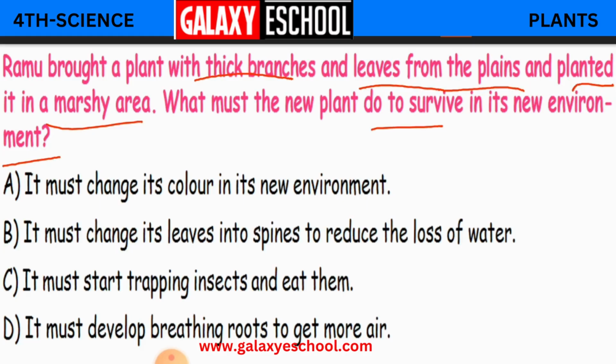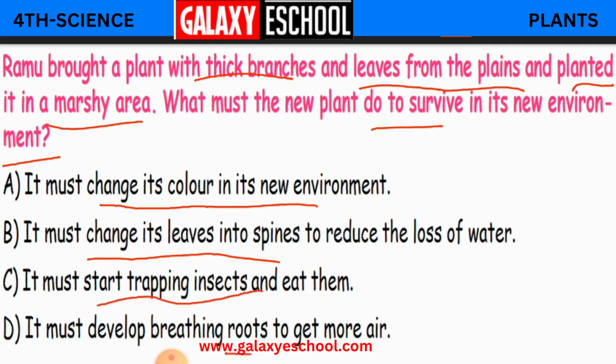And now how must this plant survive? What must it do for its survival? A option is, it must change its color in its new environment. B is, it must change its leaves into spines to reduce the loss of water. C is, it must start trapping insects and eat them.